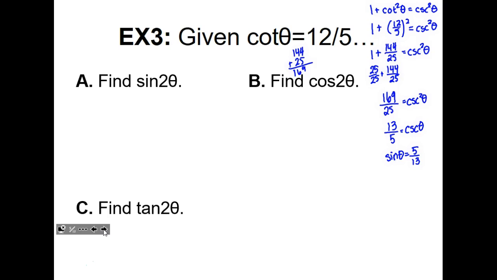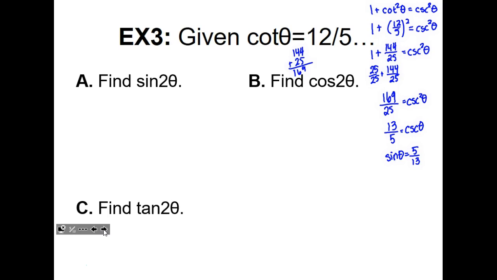Now what's aggravating about this problem is you still don't have cosine, and you need cosine to be able to find these. So once you've found this, you still have to find cosine. How do we find cosine? Sine squared theta plus cosine squared theta equals 1. So like we did on the first problem. So these are a little bit longer if they don't give you sine or cosine to begin with.